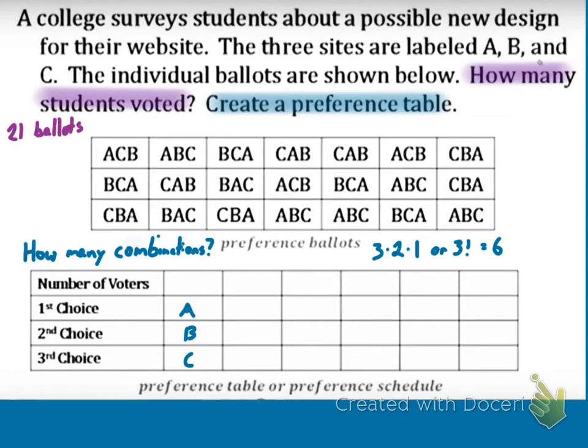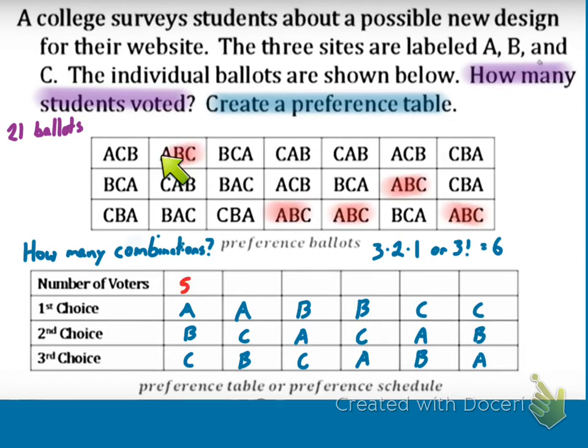So the first way would be A, B, and C. I could rank them A, B, C, or I could rank them A, C, B, B, A, C, B, C, A, C, A, B, or C, B, A. So those are the 6 combinations of ballots that I could have. So let's total them up.